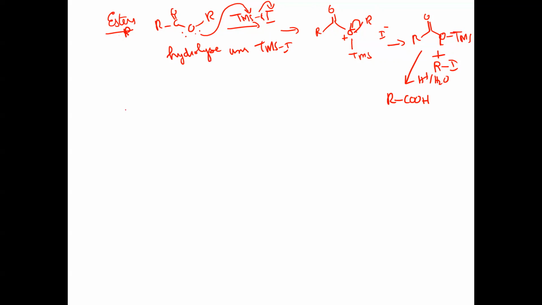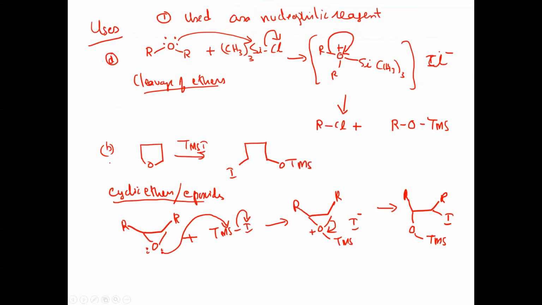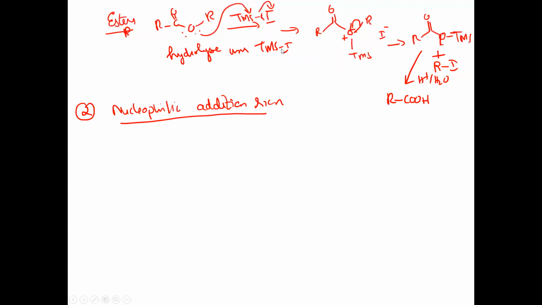Okay, the second application of TMS iodide is that it is used for nucleophilic addition reactions. For example, the earlier example we have seen is a nucleophilic reagent. It acts as a nucleophile. Next example, you can see that it is used for nucleophilic addition.